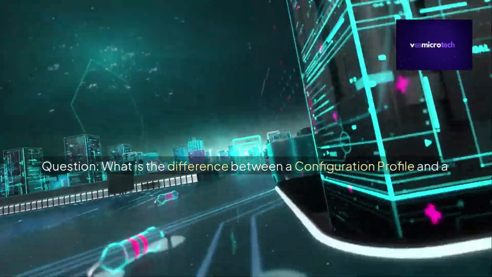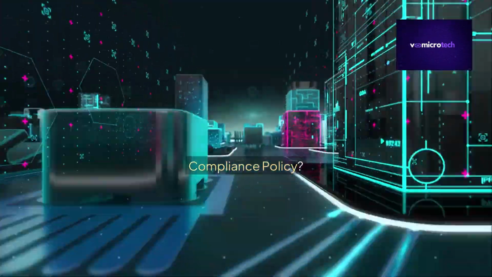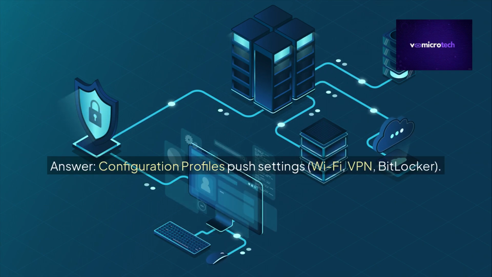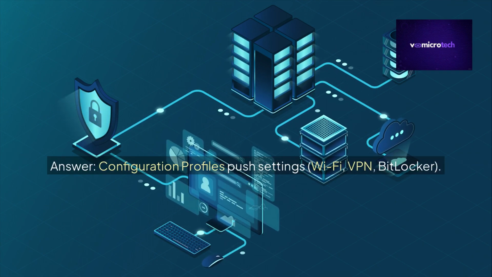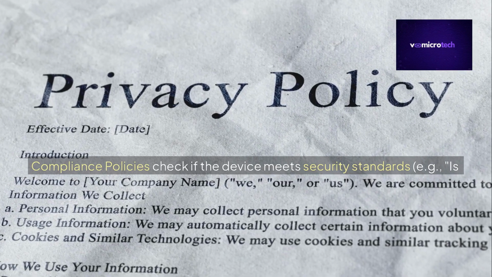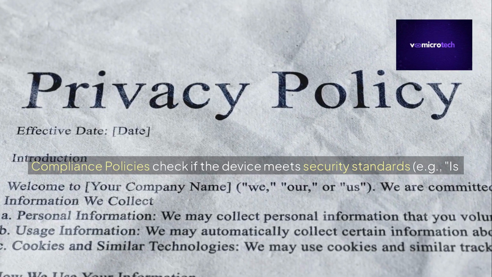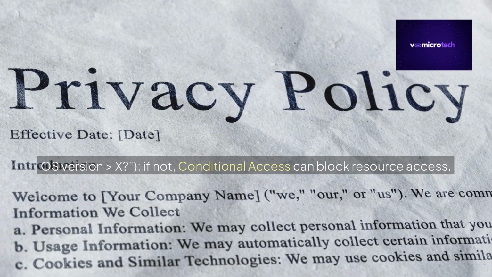Question. What is the difference between a configuration profile and a compliance policy? Answer. Configuration profiles push settings: Wi-Fi, VPN, BitLocker. Compliance policies check if the device meets security standards, e.g., is the OS version greater than X? If not, conditional access can block resource access.